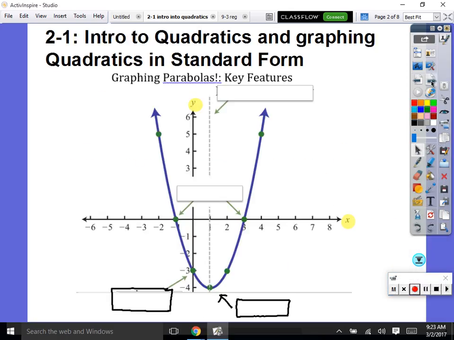So if you need to go back and watch the video. So we're going to start out really basic with quadratics. We're going to let you just use your calculator because in the real world, you are going to be able to use a calculator, so why not now?